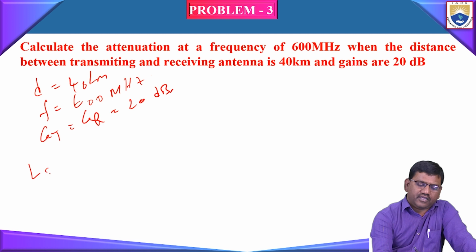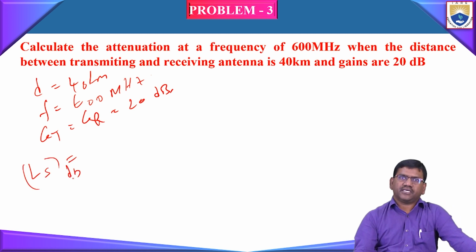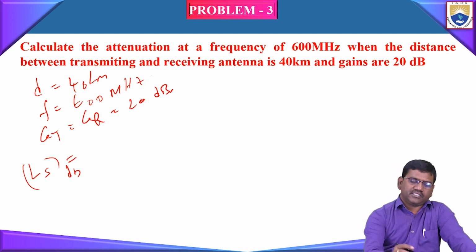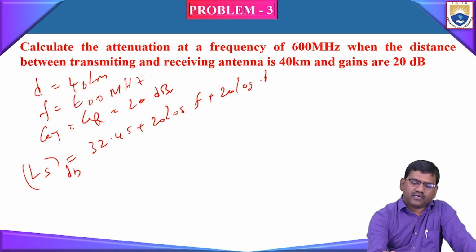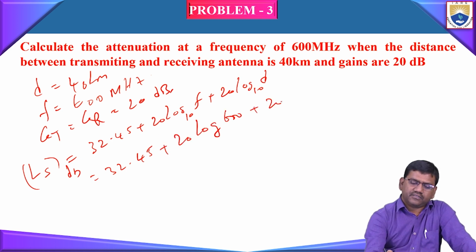So we have a path loss formula to determine how much spatial path loss, LS, there is. LS indicates the spatial path loss and is given by 32.45 plus 20 log F plus 20 log D base 10. So we substitute: 32.45 plus 20 log 600 plus 20 log 40 base 10.